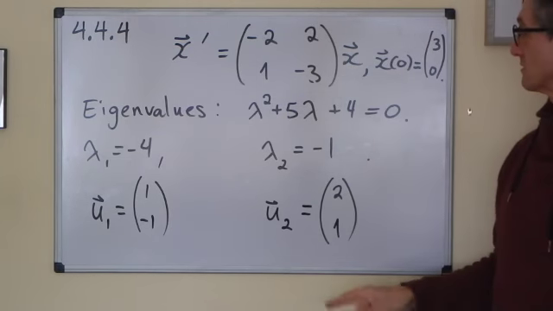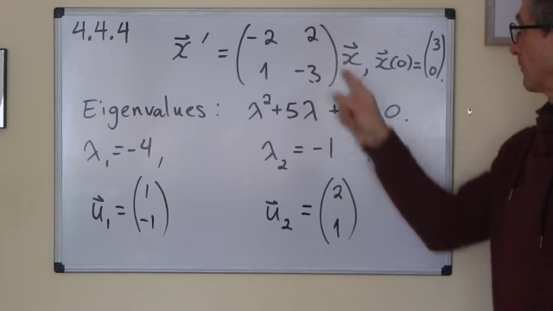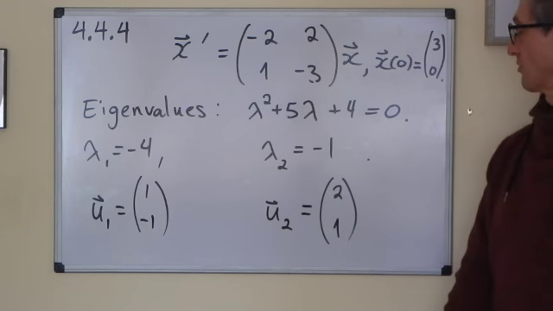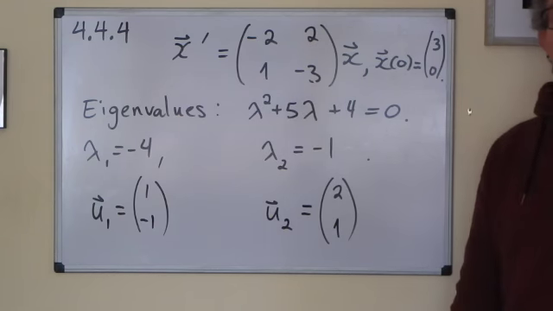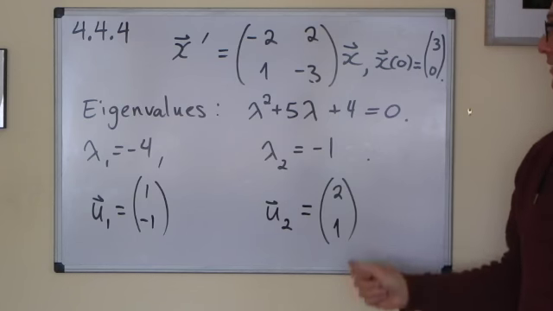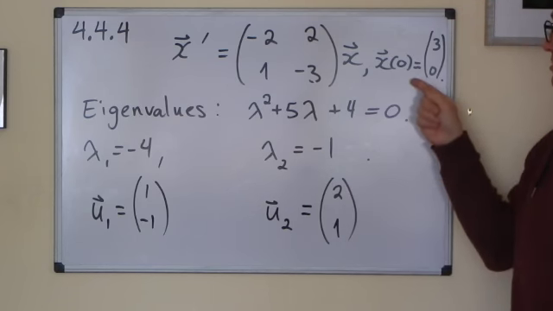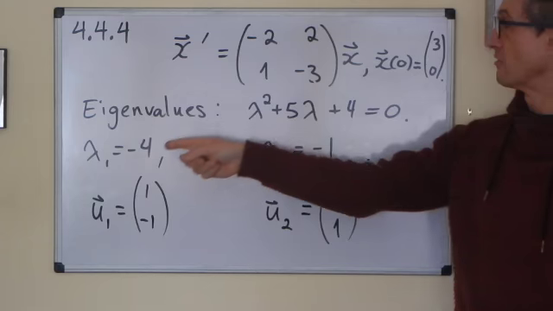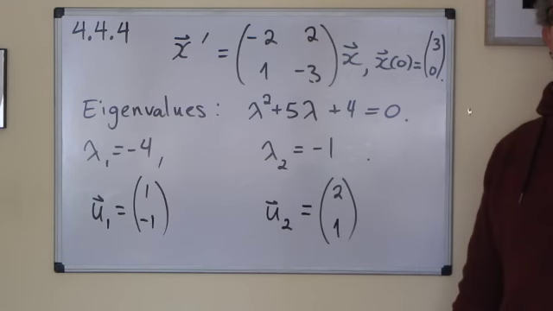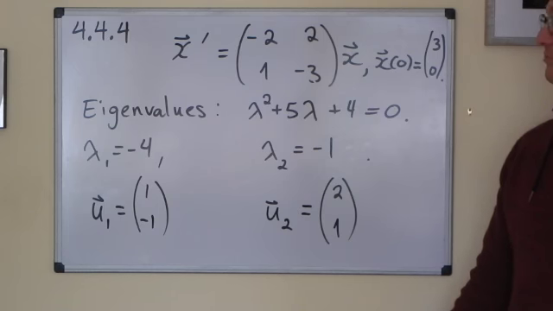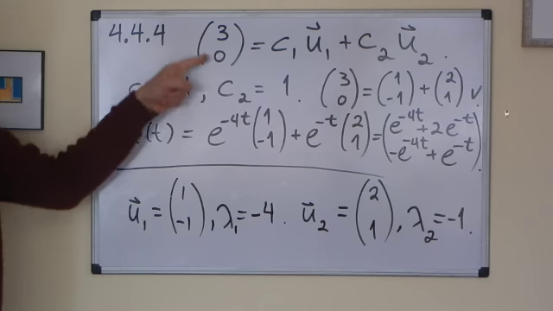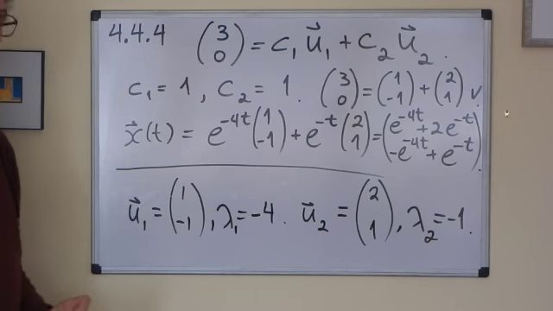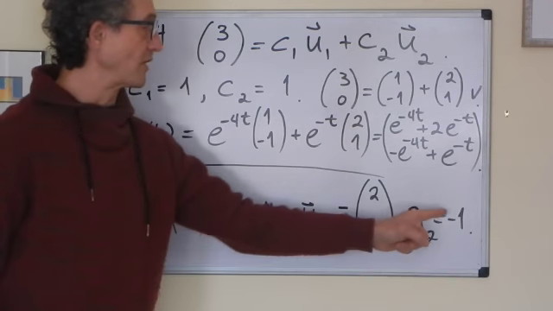Checking this one a little faster, minus 4 plus 2 is minus 2, which is minus 1 times 2, and 2 minus 3 is minus 1, which is minus 1 times 1. So that also checks. And now I'd like to first match the initial condition and then write down the solution that we get using those exponentials and the linear combination of the eigenvectors. Remember, we had the initial condition 3, 0, and we have the eigenvectors 1, minus 1 for eigenvalue minus 4 and 2, 1 for eigenvalue minus 1.